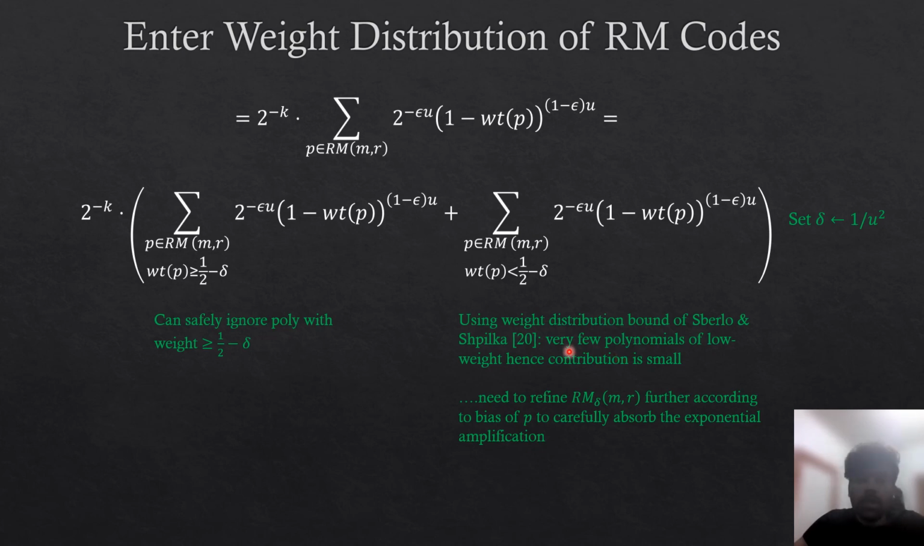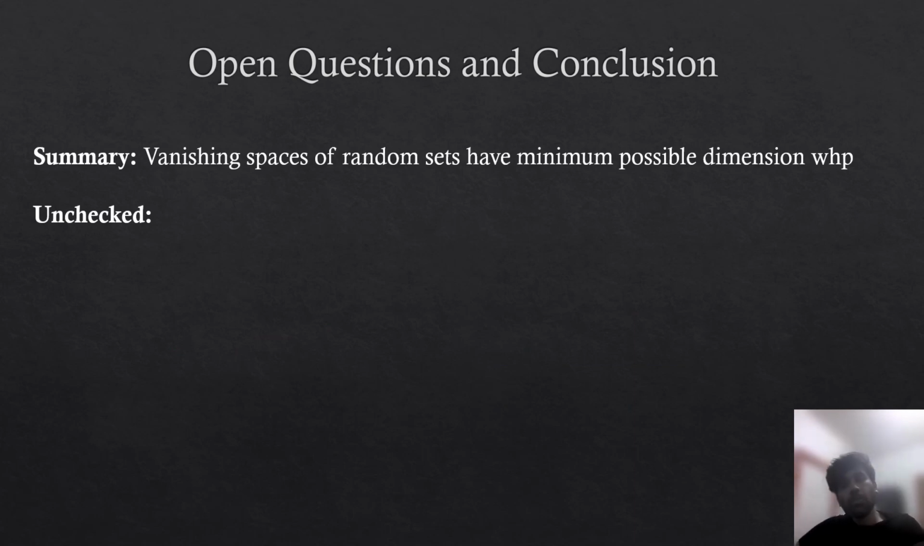And we need to again be careful. We need to divide the weight range from 0 to half minus delta into geometric intervals to carefully absorb this exponential amplification. But after all this muscle flexing, we are able to get 2 to the power minus k times (1 plus little o(1)), which is what we set out to get. So in conclusion, what we showed is that vanishing spaces of random sets have the maximum possible reduction in dimension, or the minimum possible dimension, with high probability.